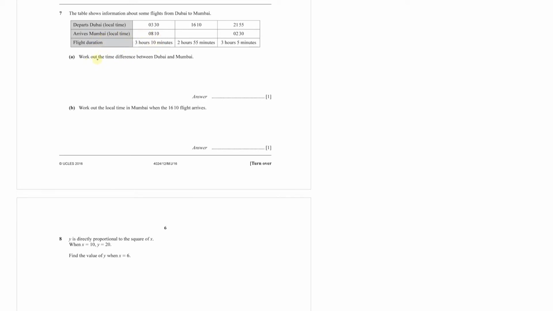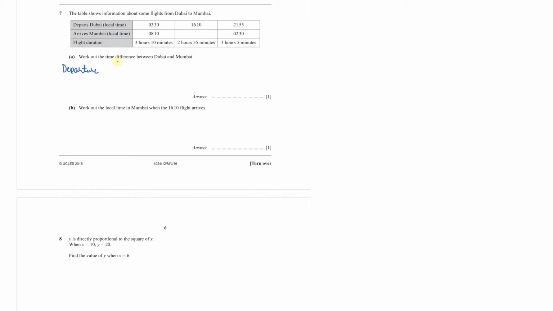First part is work out the time difference between Dubai and Mumbai. So for the first one here, we know the departure time, we also know the arrival time, and you also know the flight duration. Here we have the arrival time according to Mumbai's local time. We can also compute the arrival time according to Dubai's local time by simply adding the flight duration to the departure time.